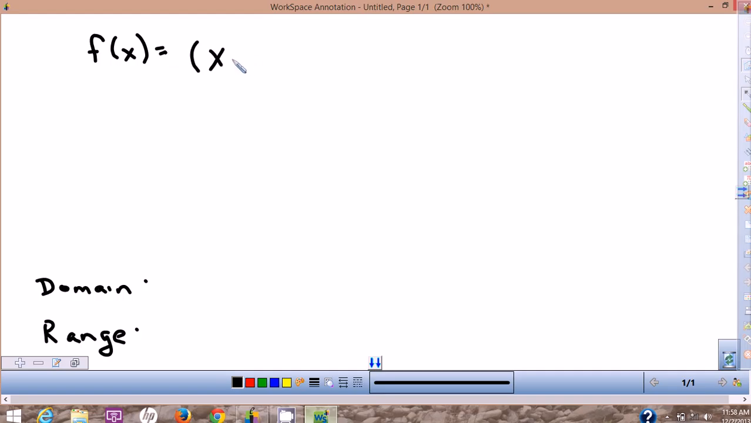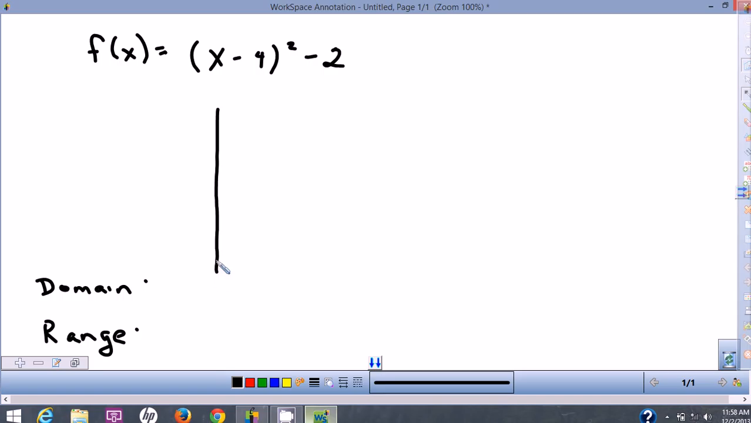So I've got (x - 4)² - 2 as my quadratic function that is in vertex form, and we're going to graph it very quickly on the coordinate plane. So let's sketch a very quick little graph on our coordinate plane and mark off a few units here. These are single units, so we'll mark a couple of those, and talk about what this is going to look like.